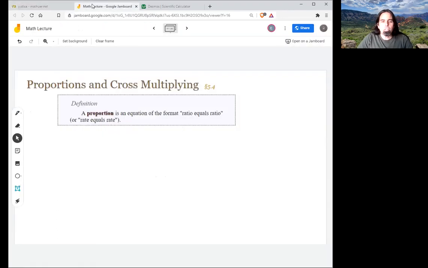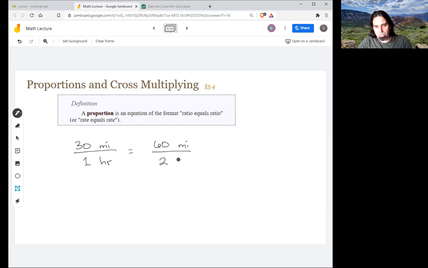Okay, a proportion is an equation of the format ratio equals ratio. And rates are just ratios with labels, so that works too. So I could say 30 miles per 1 hour is the same as 60 miles in 2 hours.